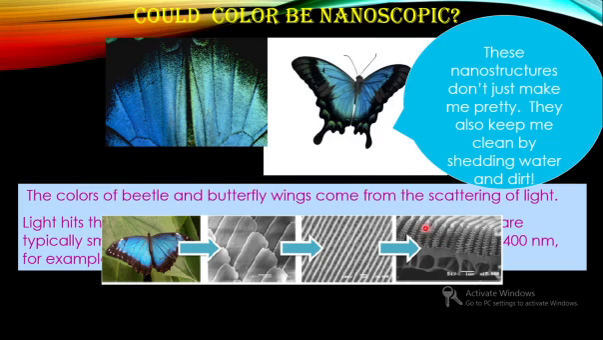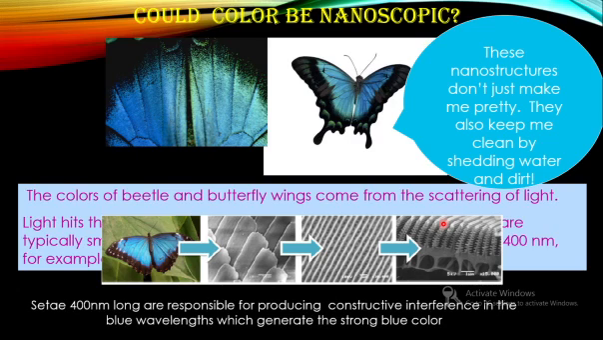Okay, so based on the size differences between these setae, you can have different colors. So that is how the beetles and butterfly get their color rather than the pigment as you think of. So the setae are 400 nanometer long and they are responsible for producing constructive interference. Can you imagine that we have been looking at the nanoscience when you look at the butterfly? Yes. So we can get inspired from the nanostructures involved in nature research.